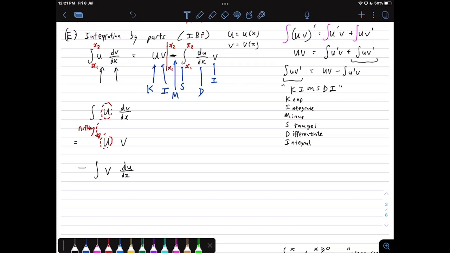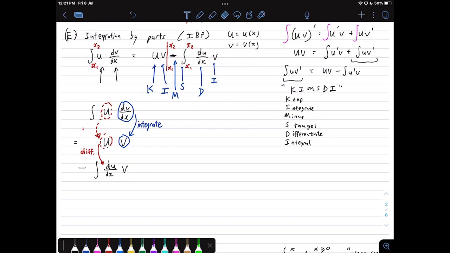I'll keep it this way. Then here, differentiate. Solid line means you're actually doing work. You need to do something. Notice the u, copy and paste, nothing happened. Then after that, you differentiate. Then there's a pattern as well. This to this, what do you do? Integrate.